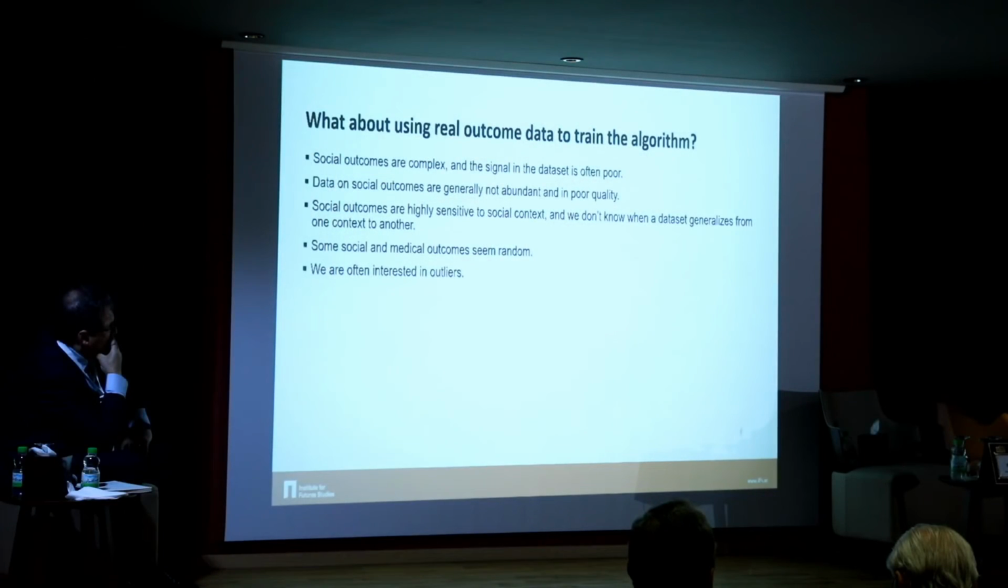It's also true that social outcomes are highly sensitive to social context. For example, the variables that predict a high school dropout in Stockholm may not generalize to Casablanca, for example, nor even to a smaller city in Sweden. We don't have a good social theory of what makes a person drop out of high school. So we can't use theory to know when a certain data set is going to be able to generalize from one context to another. Then, some social and medical outcomes seem random, but the most important thing is that when we're trying to predict social outcomes, we're often interested in outliers.